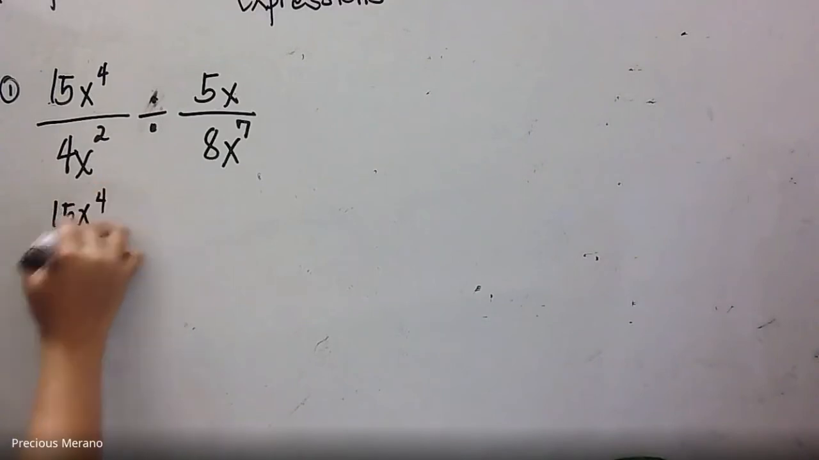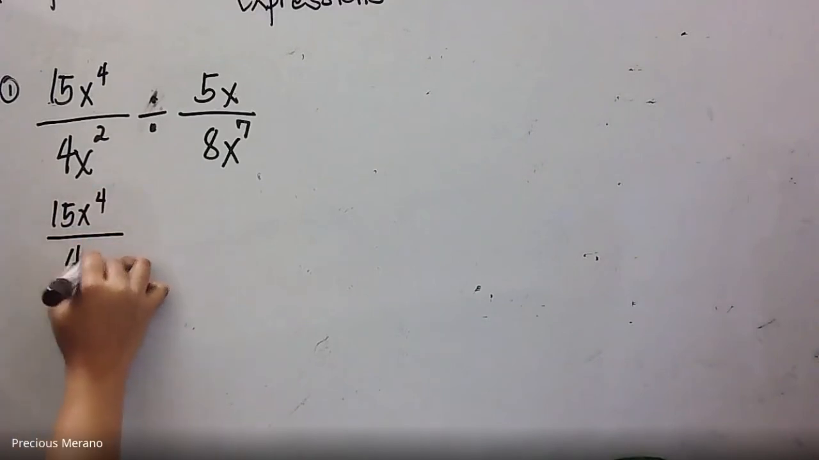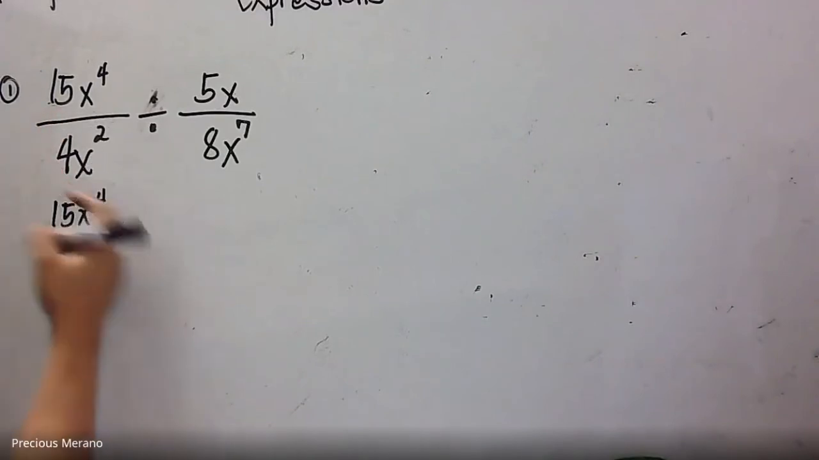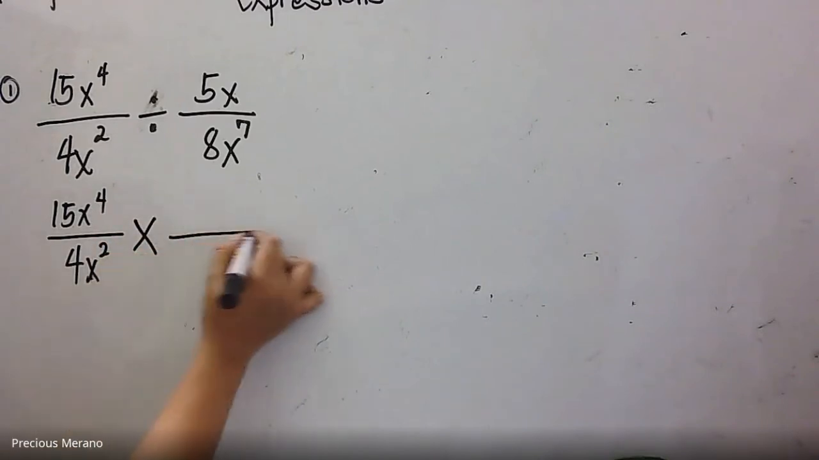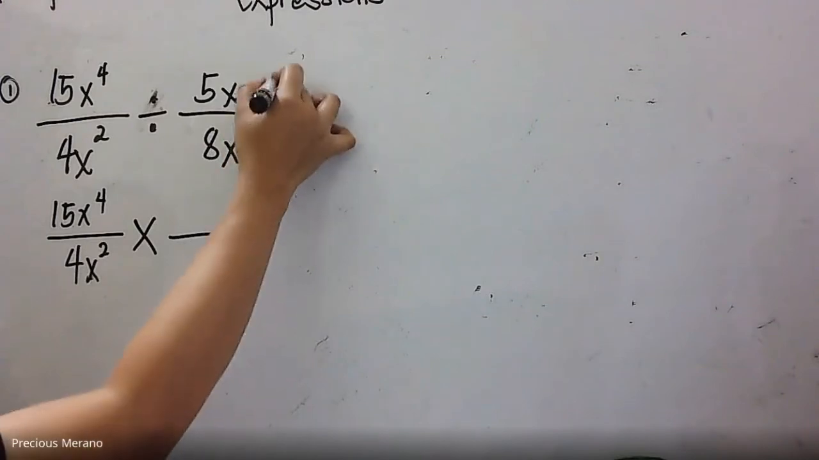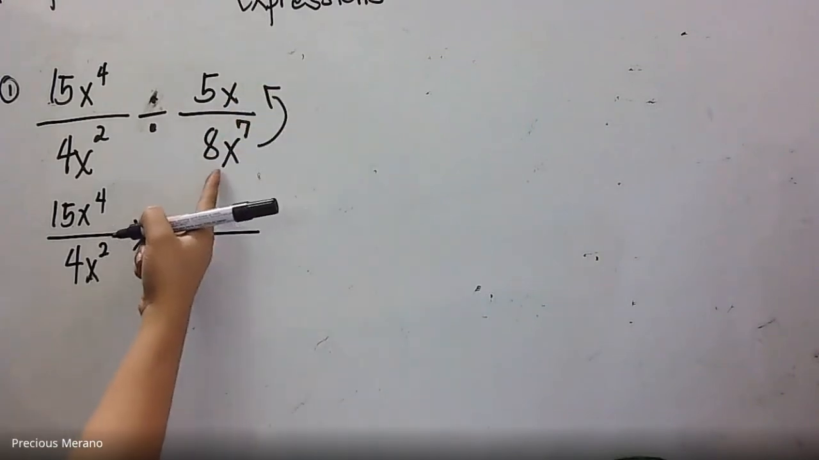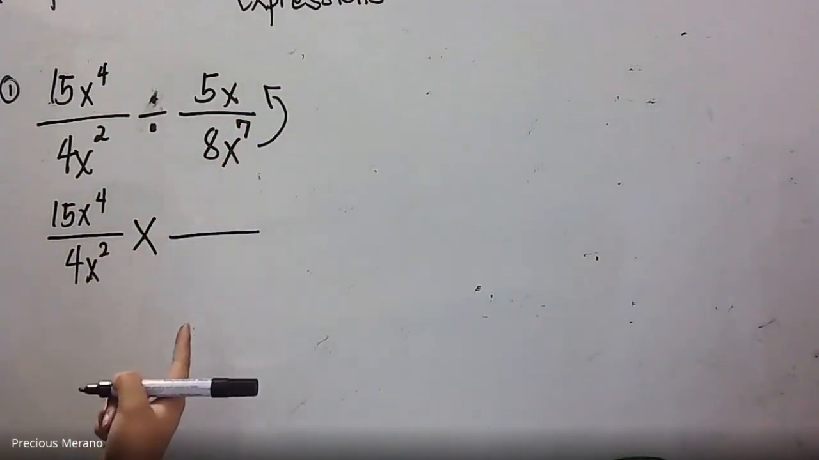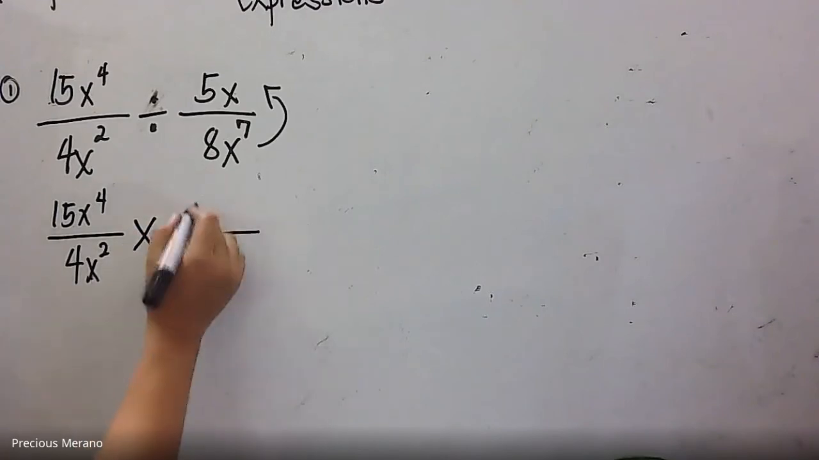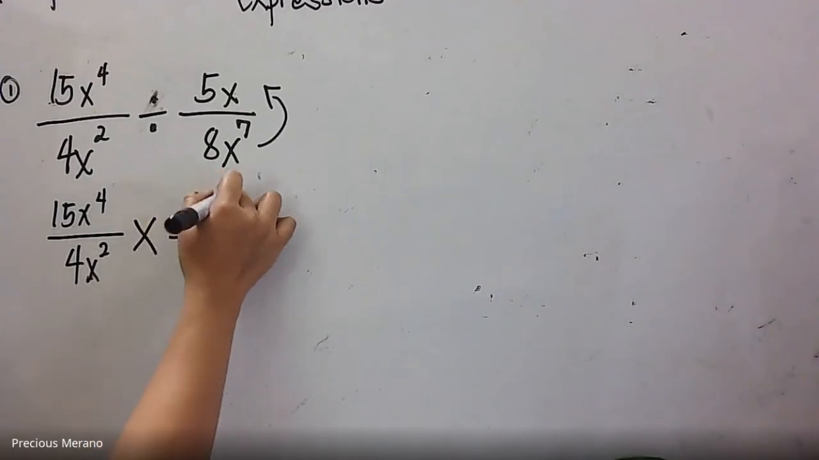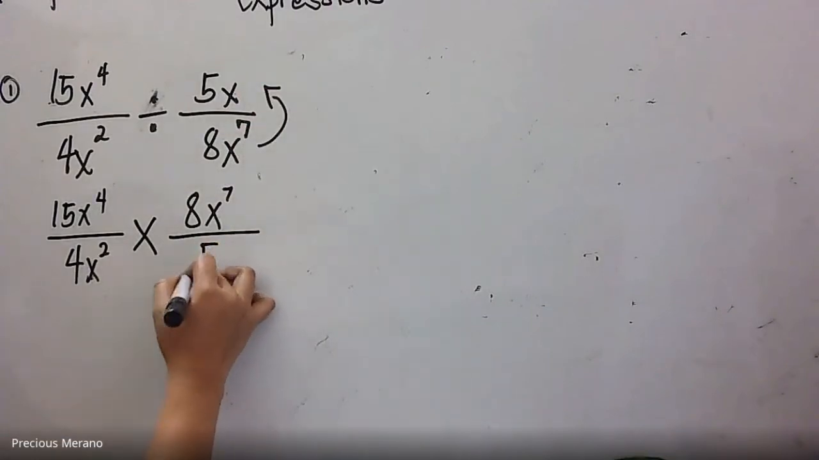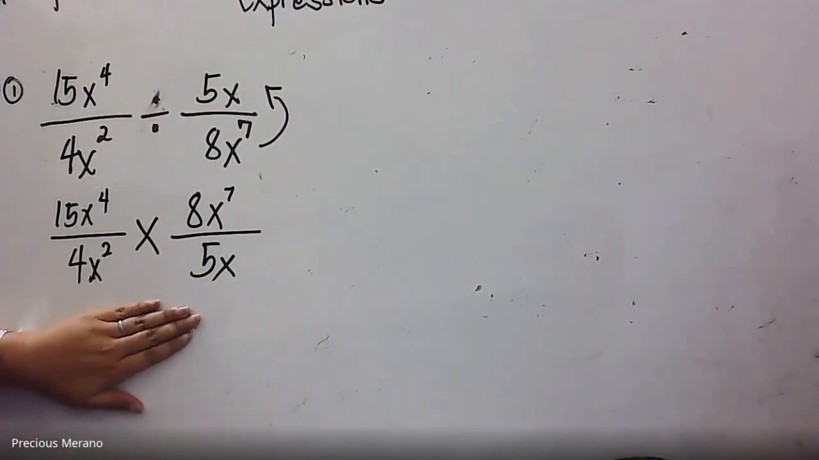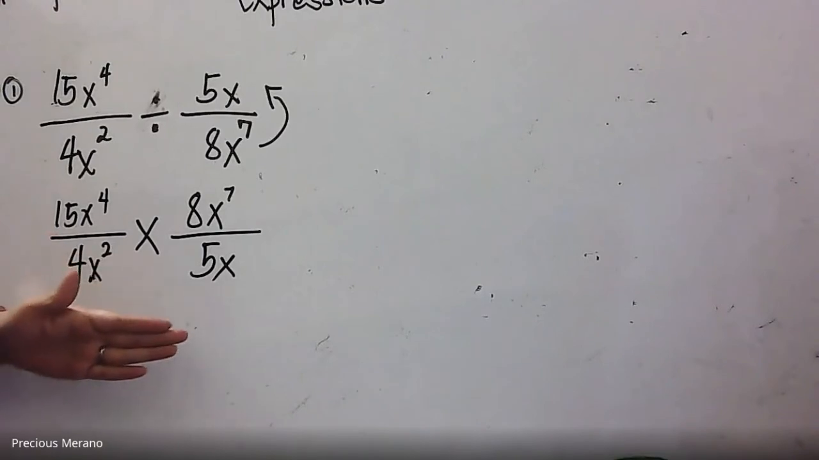15x to the 4th power, and then 4x squared. Copy lang yung sa first term, ha? And then, magiging multiplication na siya. Okay? And then, babalik na rin natin ng pwesto. So, si 8x to the 7th power, since nasa denominator siya, mapupunta siya ngayon sa numerator. And si numerator naman, mapupunta sa denominator. So, ganito na siya. Tapos, balik kayo dun sa process ng multiplication.